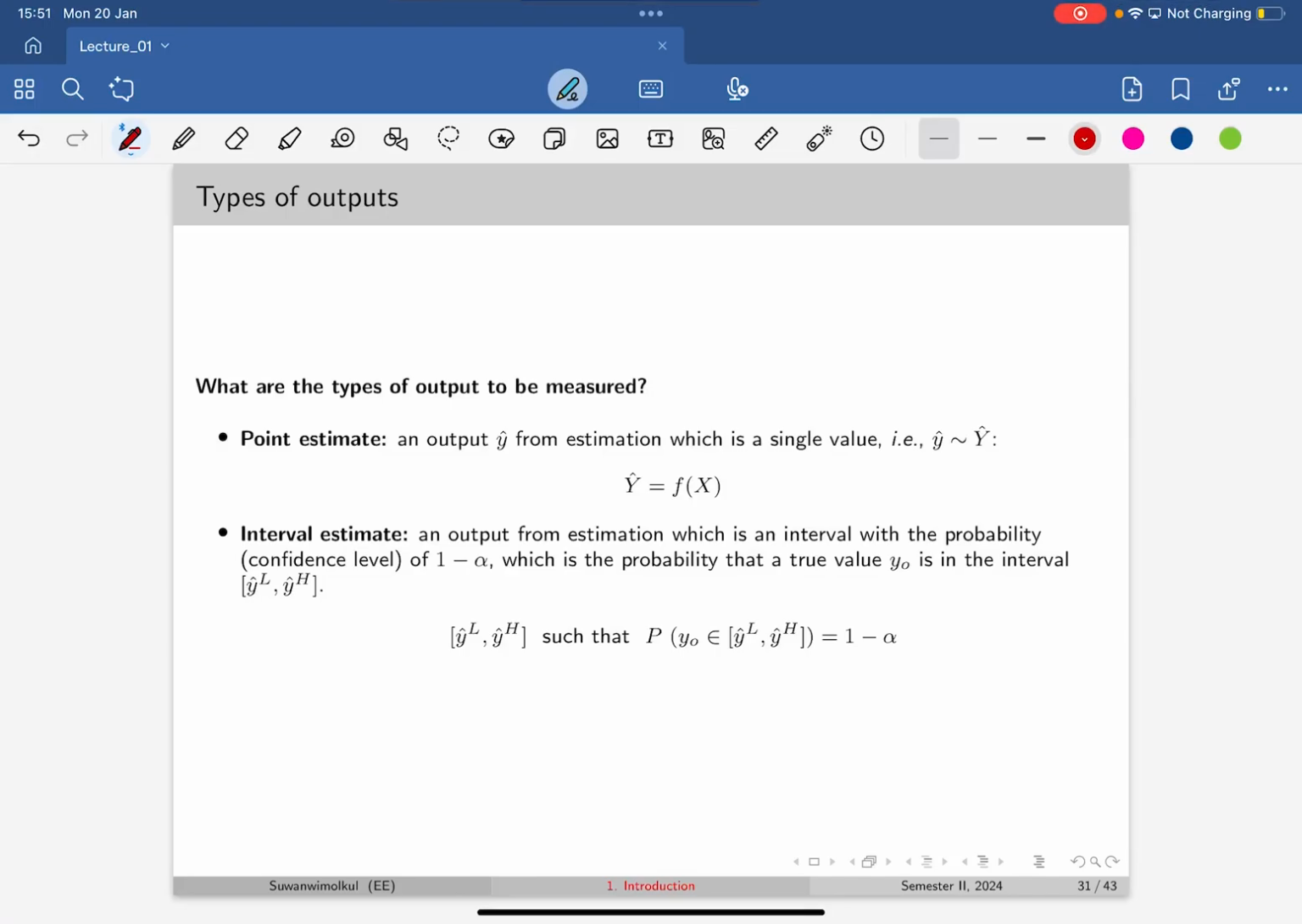Meanwhile, the interval estimates, which is the other type of output, sometimes give you the range of your output, and sometimes samples. That means you get multiple outputs that lie within the range of your interval. So these are the two types of outputs. But I think all of the methods that we will learn in this course are going to be just the point estimate. So you can look at it as just a sample of your output.